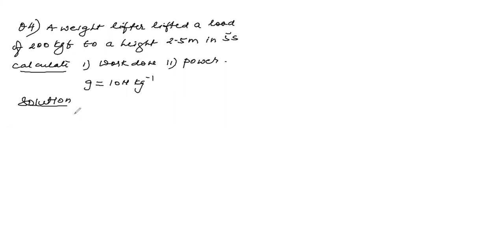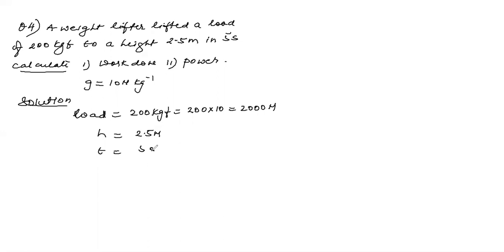So the weight, okay? Weight of the load is how much, children? Load is nothing but the weight. How much is it? 200 kg. If I want to convert into Newton, multiply by 10. 200 into 10, how much is that, beta? 2000 Newton. So the load he lifted is 2000 Newton. And the height, what is h? Height is 2.5 meters. And what is the time, children? It has taken him 5 seconds to do it.